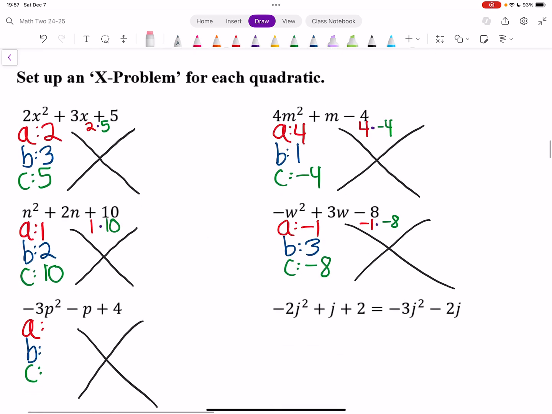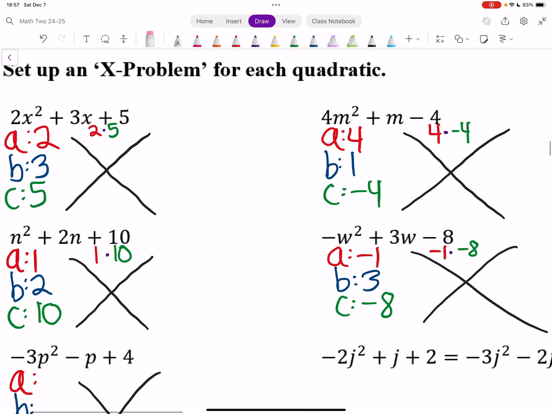The directions here tell us to set up an x problem for each quadratic. You'll note that many of these problems already have all of the terms on the same side. There's no equal sign, so it's easy to say that these are all equal to 0 without having to move things from one side to the other.